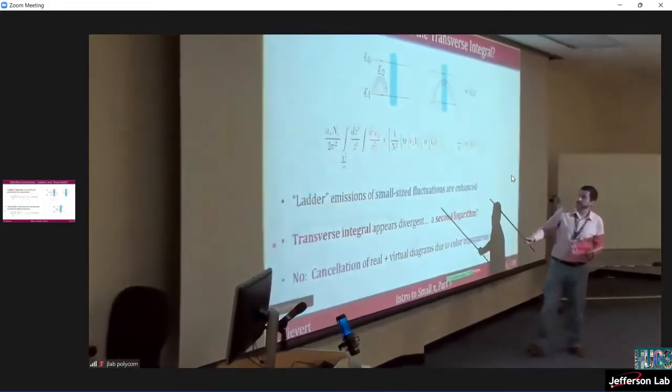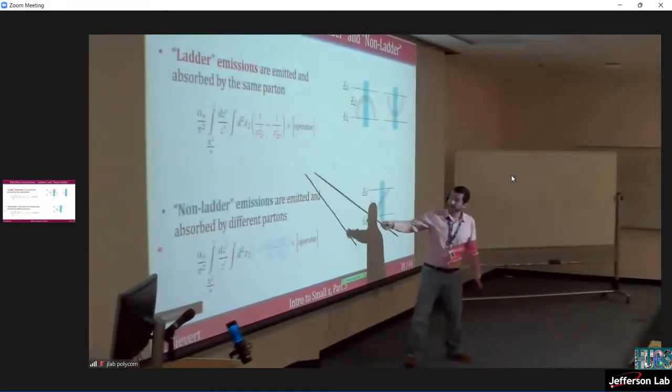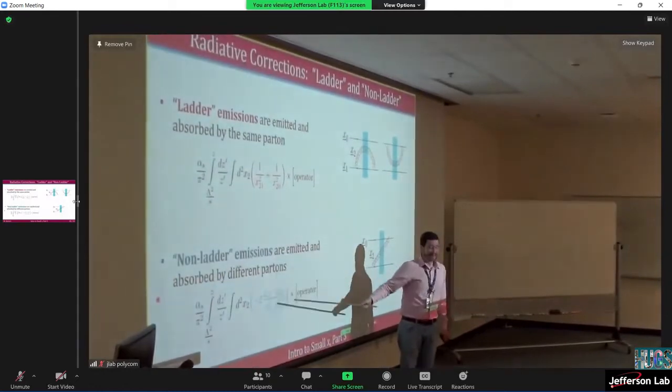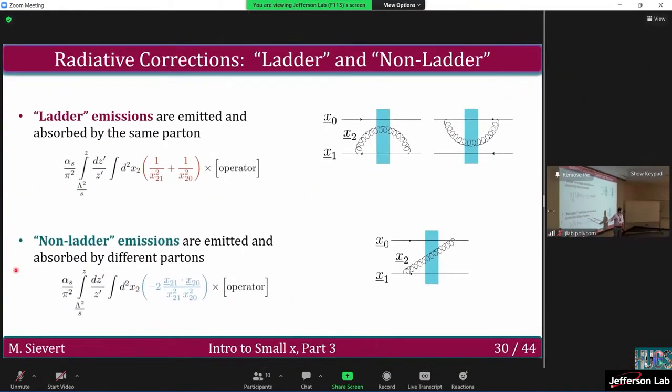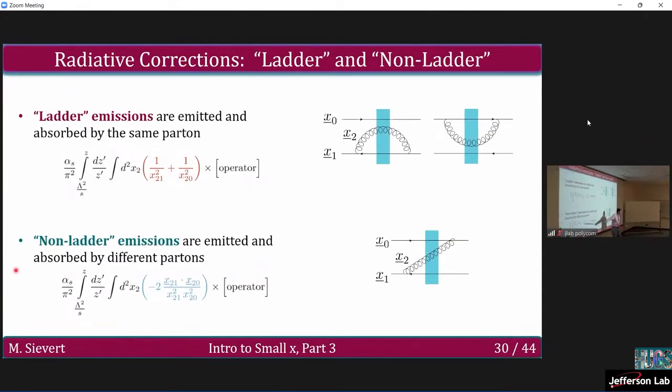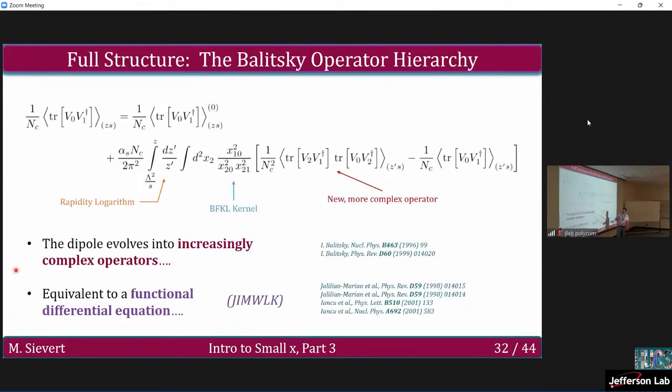There's this very nice relation that if I take both of these pieces, the ladder and the non-ladders, when I add them all up, they form a beautiful perfect square. I've got 1 over x21 squared, 1 over x20 squared, and a cross term with a factor of 2. So when I add them all up together, they beautifully combine into what you will always be able to recognize as the Fkl curve. This is the combination of wave functions that describe all possible emissions and absorptions of those gluons from a dipole. So this structure has the momentum dependence.